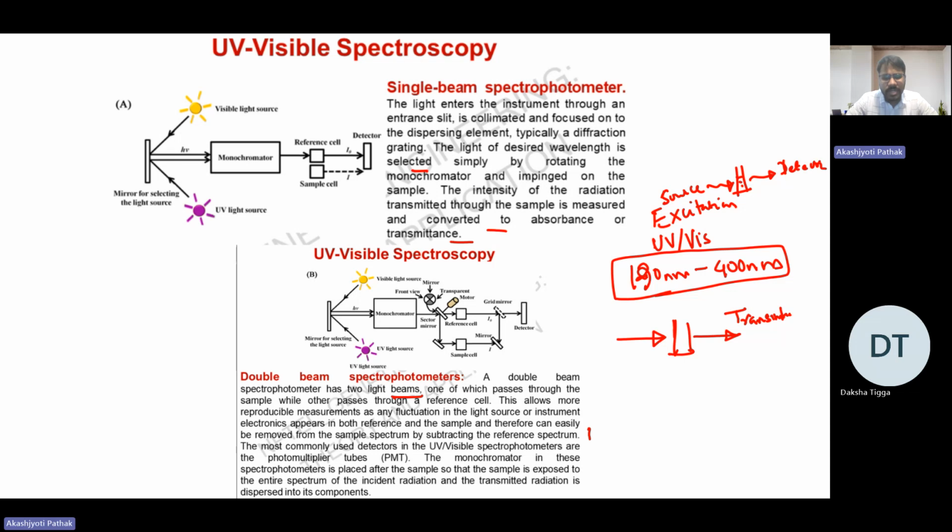Monochromator in this spectrophotometer is placed after the sample. After the sample, so that the sample is exposed to the entire spectrum of the incident radiation, and the transmitted radiation is dispersed into its components.